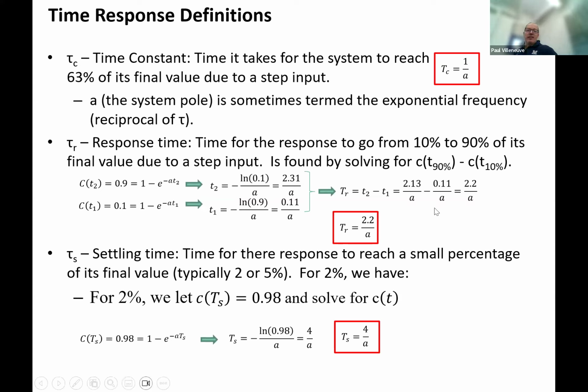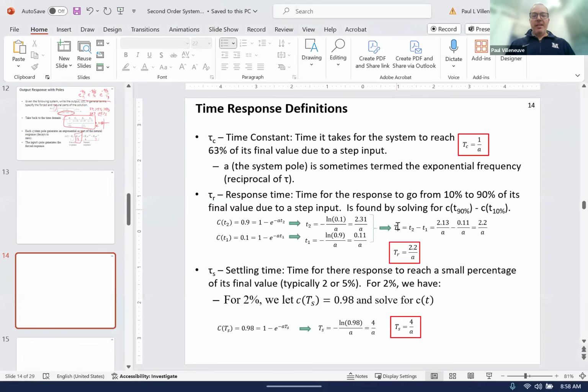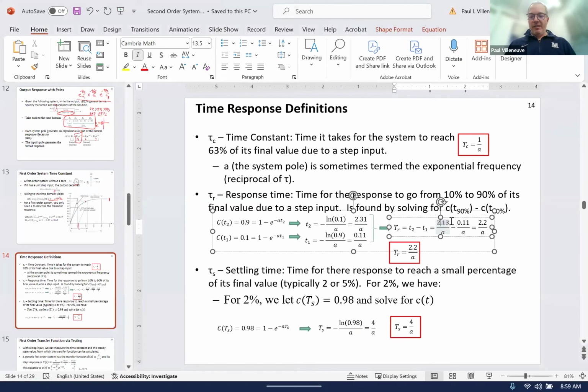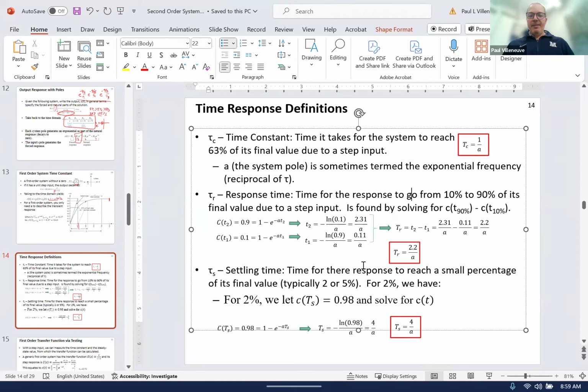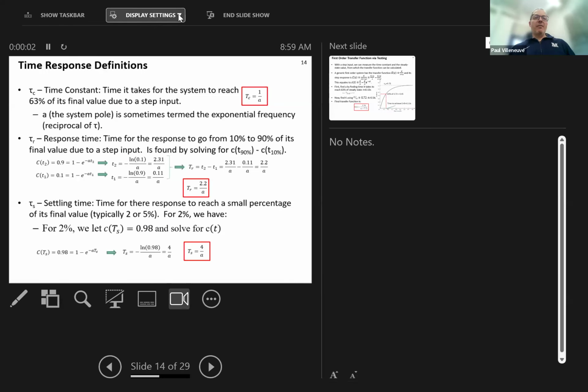And we end up with, oops, there's a typo here. Sorry, let me fix this. It's not 2.13, it is 2.31. Sometimes that happens. Fast fingers, fat fingers, whatever you want to say. So it's 2.2 divided by A. That's an approximation, and that is close enough for what we're trying to accomplish.